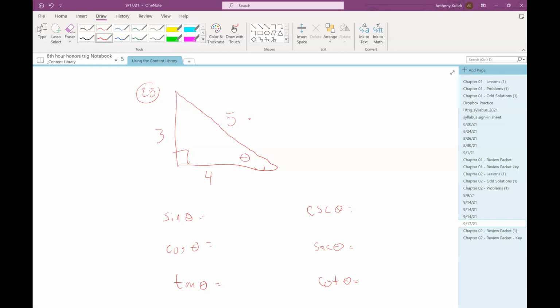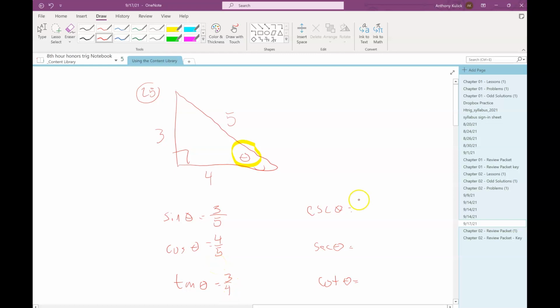Anyway, so let's start with sine. Relative to the angle theta, opposite over hypotenuse is sine. The opposite in this case is the 3, and the hypotenuse is the 5, so just have 3 over 5. Relative to the theta, cosine is adjacent over hypotenuse. The adjacent side is 4. The hypotenuse is 5. Tangent is opposite over adjacent, so 3 over 4.